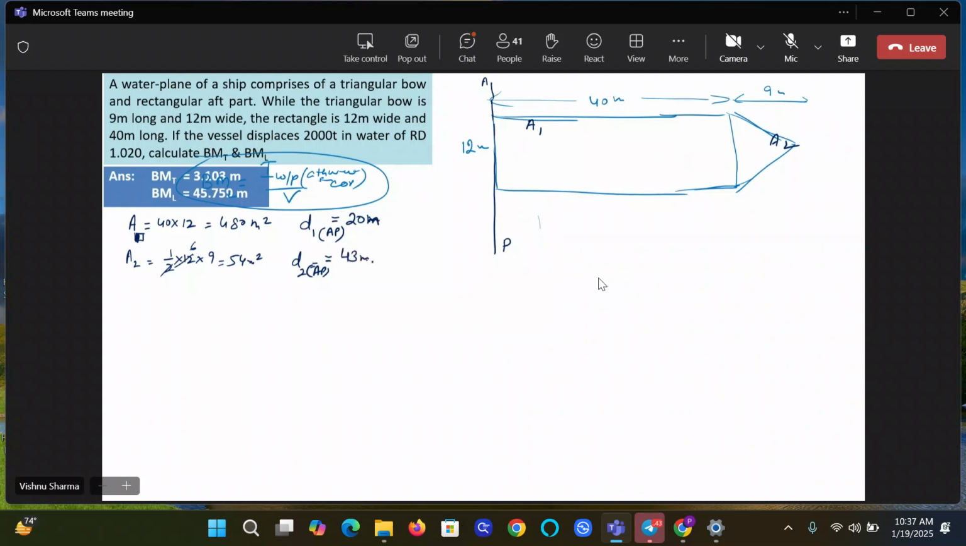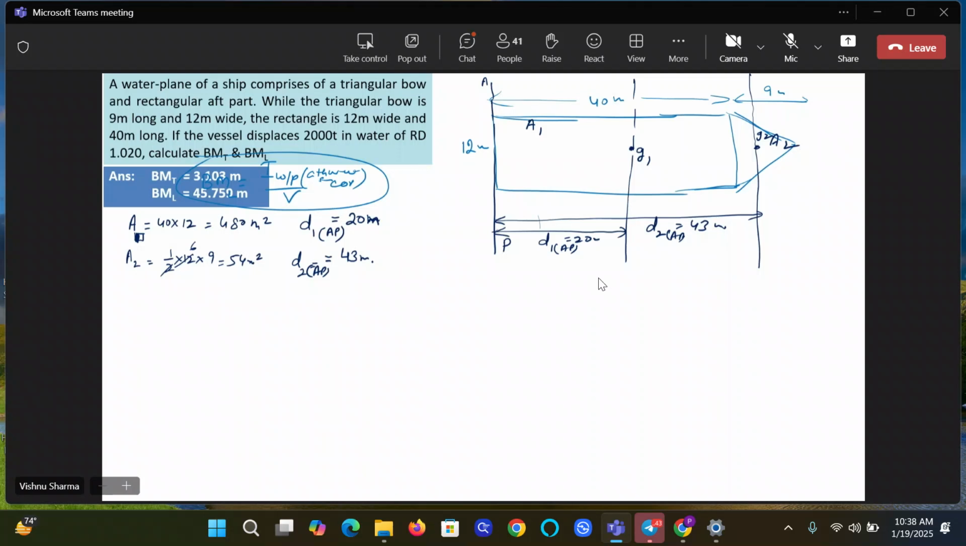43 meters. That means here is G1, the geometric center of the rectangle, and you said this is 20 meters, D1 AP. And then here is the geometric center of this one, G2, and you are saying this distance, D2, is 43 meters. Am I right, guys? Correct? It has gone on the diagram.